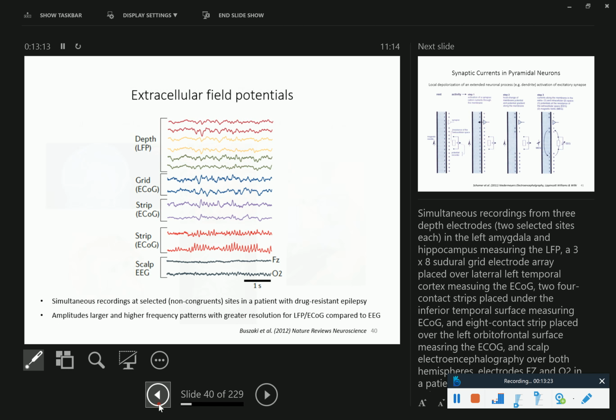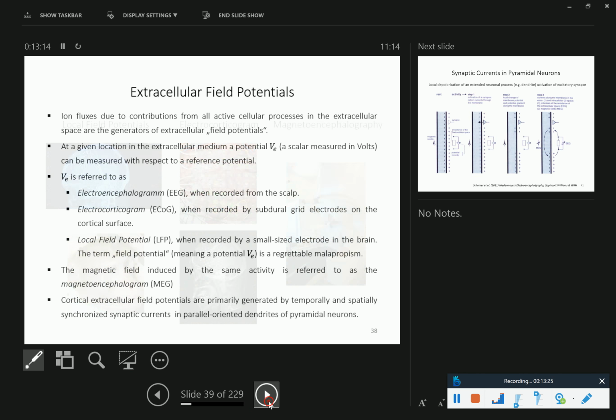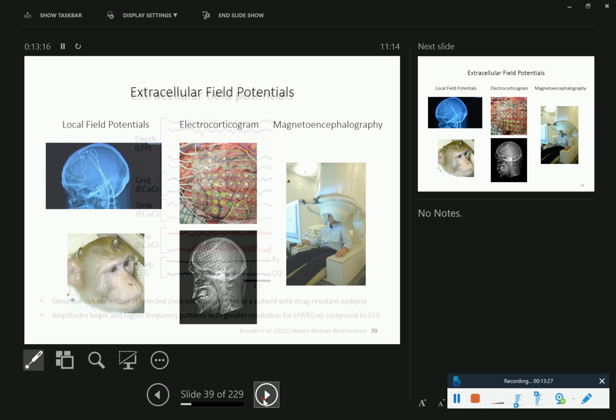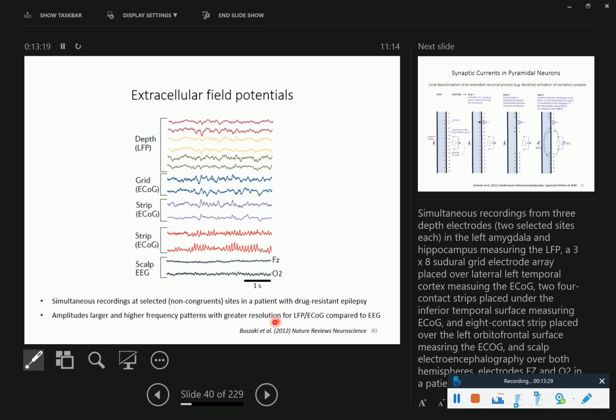So I really recommend reading this review by Buzsáki, because it's kind of up to date. It doesn't feel like it's written in the 70s and today we can do all these more fancy things. No, it's from these days, six years ago now.